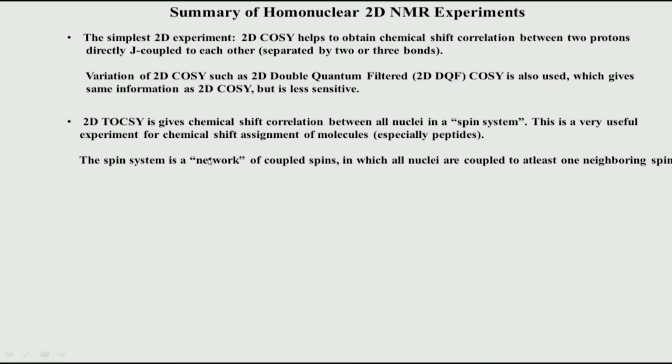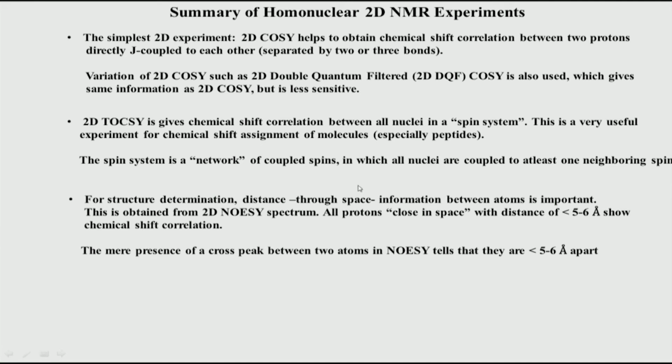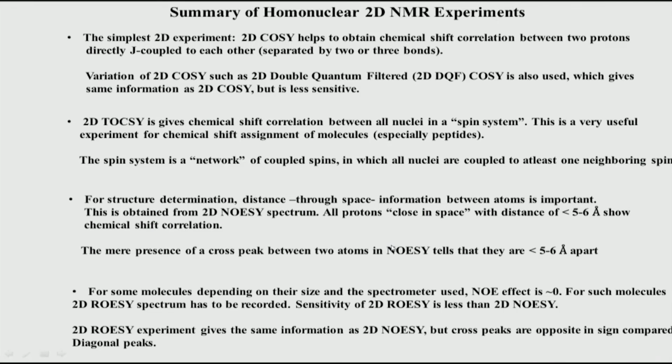TOCSY is a very important experiment, we saw that it gives all the information about a spin system, which is very useful. The spin system, as we saw, is a network of coupled spins, meaning spins which are coupled to at least one neighboring spin. And for structure determination we saw the important experiment of 2D NOESY, where all protons which come close in space within 5 to 6 angstroms will show chemical shift correlation. And interestingly, as I said, just the mere presence of a cross peak between 2 atoms tells us that they are less than 6 angstroms apart. So, just the presence is enough to give some distance information.